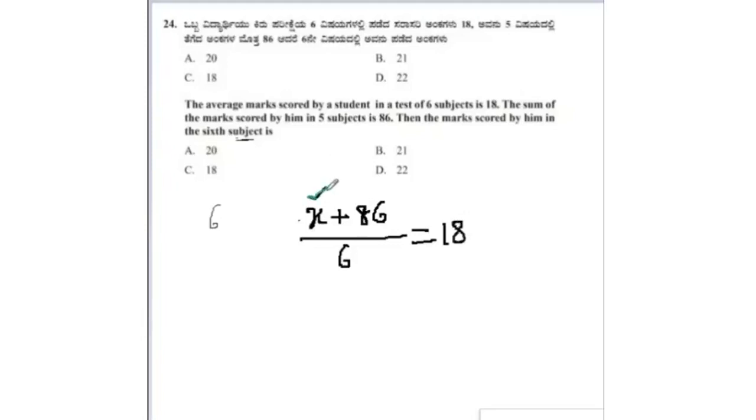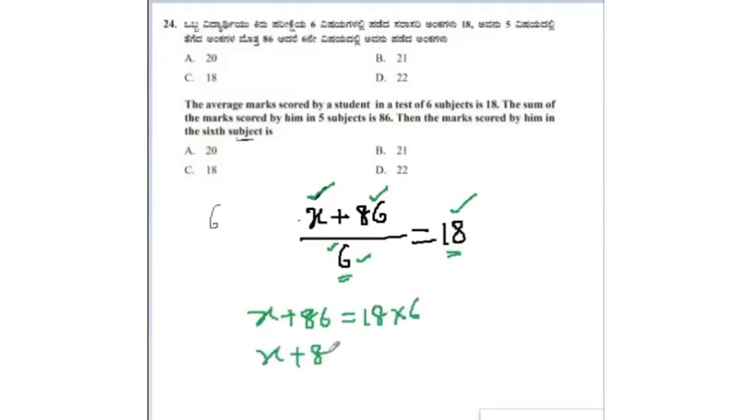X is the 6th subject mark, which I don't know, so I'm assuming it as X, and the other 5 subjects sum to 86. The sum of all observations is X plus 86, and the number of observations, here the exams, is given as 6 subjects, so I am writing 6, and it is equal to 18, the average marks. Okay, X plus 86 is equal to 18 times 6, or 18 into 6.